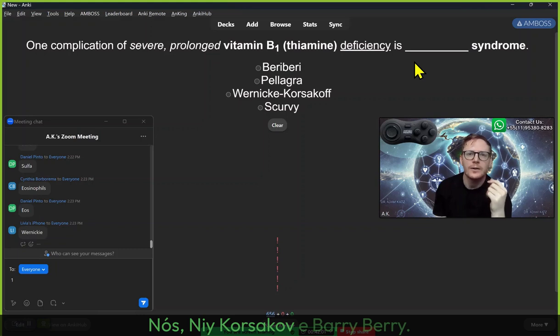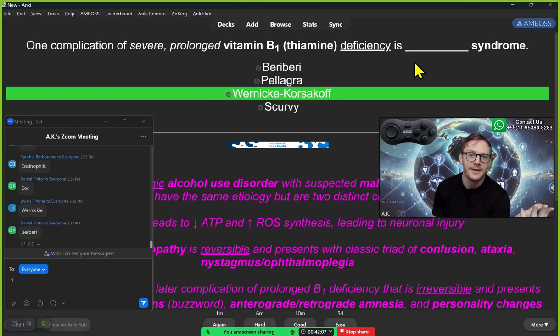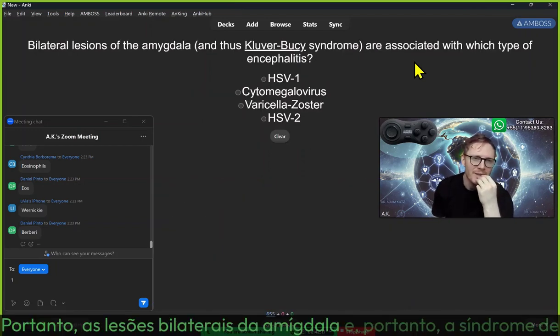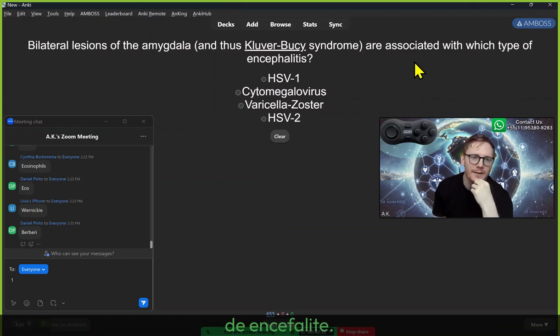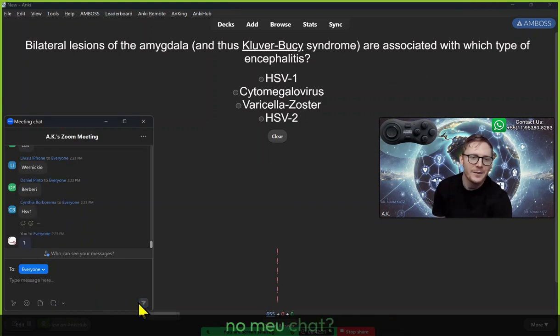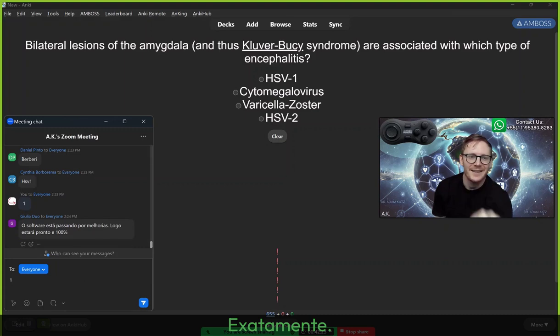Yeah, Wernicke-Korsakoff and Berry, technically, right? So they're both true. So we'll see what they say. Yeah. So bilateral lesions of the amygdala and thus Kluver-Bucy syndrome are associated with which type of encephalitis? Do you guys know? I have this typed in my chat, so I'll answer it. Yeah, Cynthia, exactly.